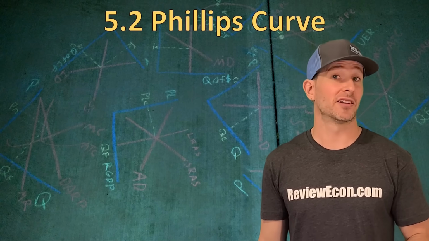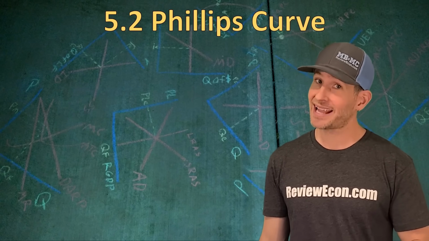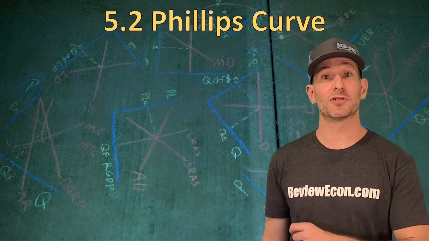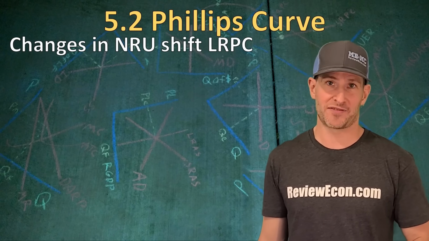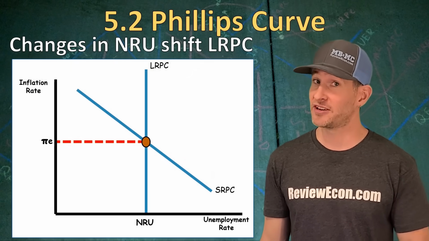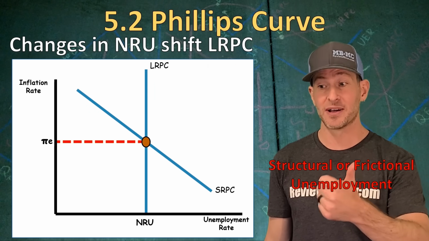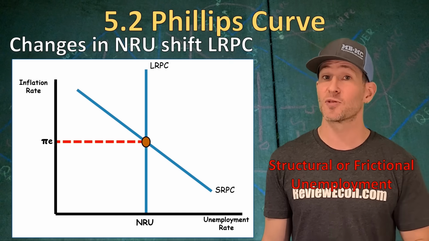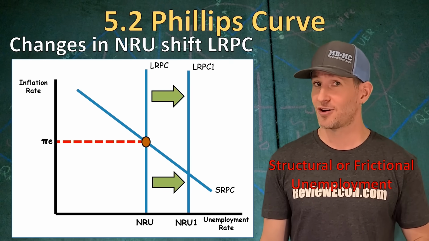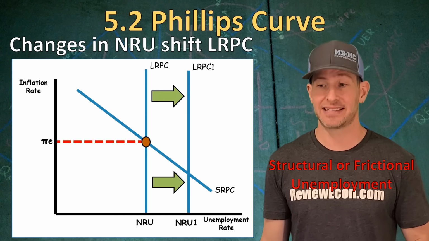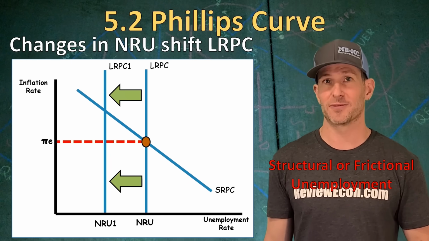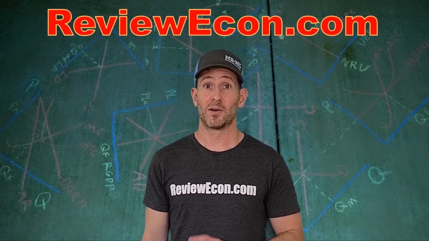So what causes the long-run Phillips curve to shift? Well, it can move, and because it is aligned with the natural rate of unemployment, it will shift when there are changes in the natural rate of unemployment. That means it will shift when there's a change in the structural unemployment rate or frictional unemployment rate. If there's an increase in either one of those, we're going to see a rightward shift of the long-run Phillips curve. And when there's a decrease in either one of those, we're going to see a leftward shift of that long-run Phillips curve.